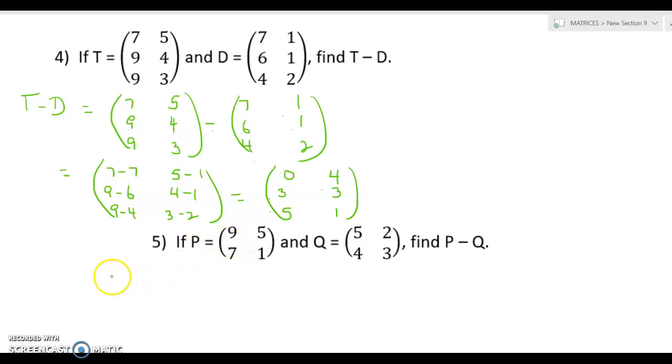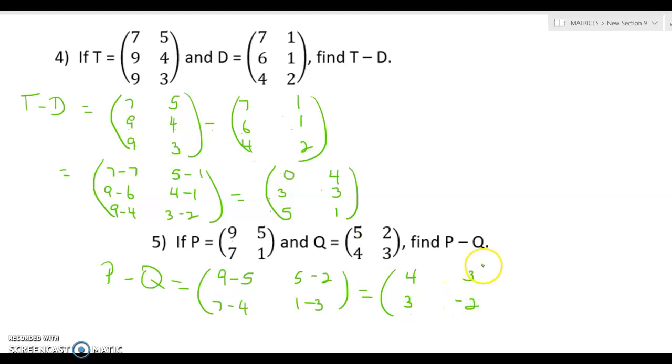And then on 5, I'm just going to do this quickly. The 2 matrices, but let's just go. So 9 take away 5. 5 take away 2. 7 take away 4, 1 take away 3. Our final answer would be 4. 9 take away 5 is 4. Then we get 3 here, and minus 2.